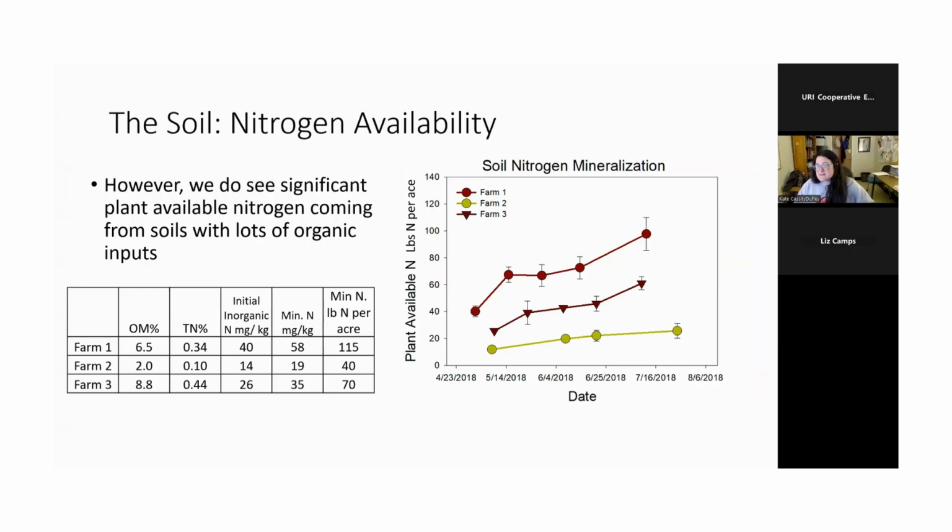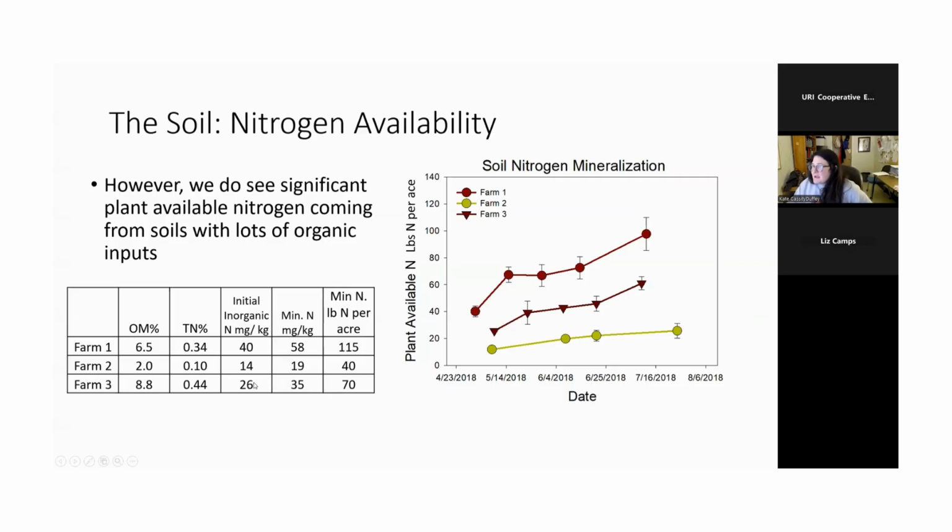Okay, so I want to show you some nitrogen mineralization work that I did on 3 different farms. These 3 different farms were different ages. One was a fairly new piece of land, one was middle-aged, and one has been organically farmed for a while. Here you can see in farm 1, which is my middle-aged one, the organic matter is about 6.5%. Farm 2 is my newer farm, and farm 3 is my older farm at 8.8% organic matter. This TN is total nitrogen, which we can measure. Again, you can see I had different levels of total nitrogen in these farms, the lowest in the new farm, the highest in the old farm.